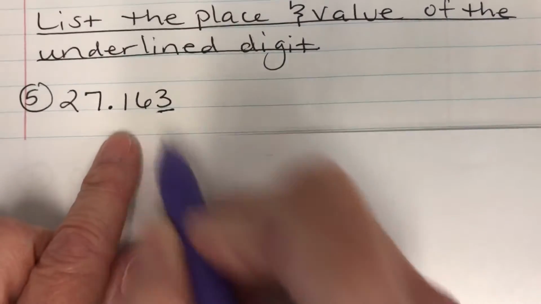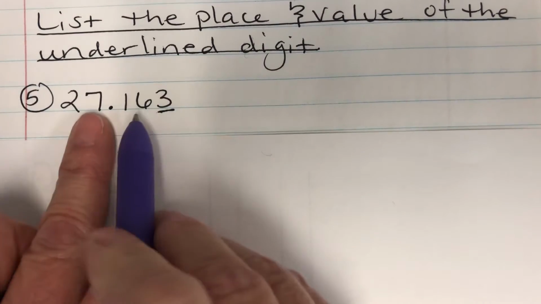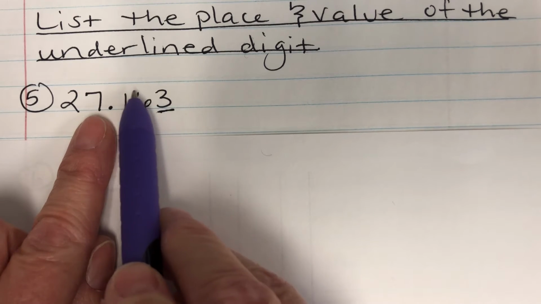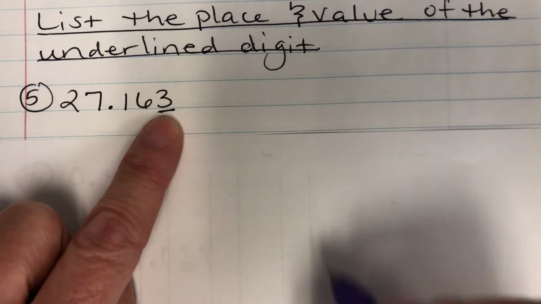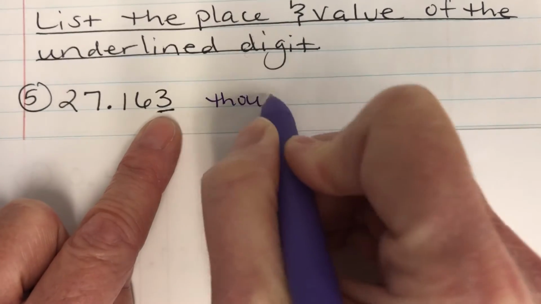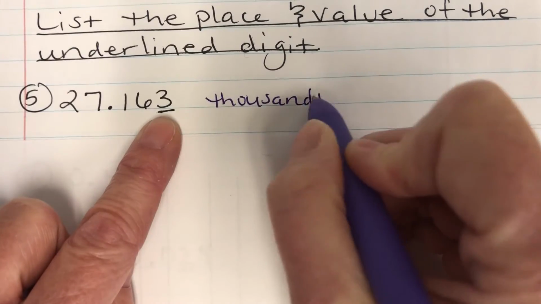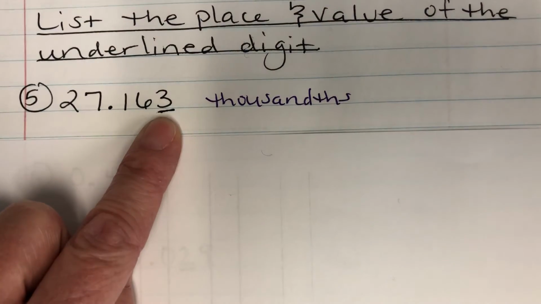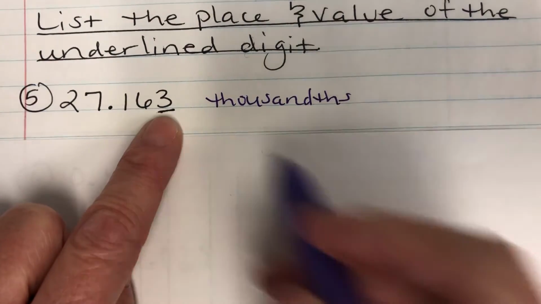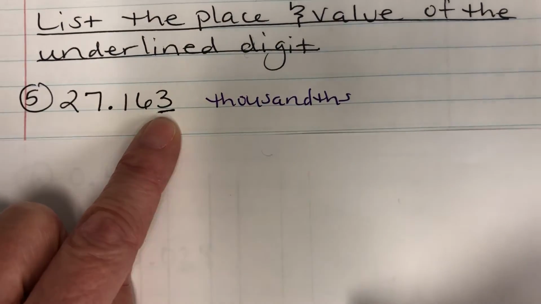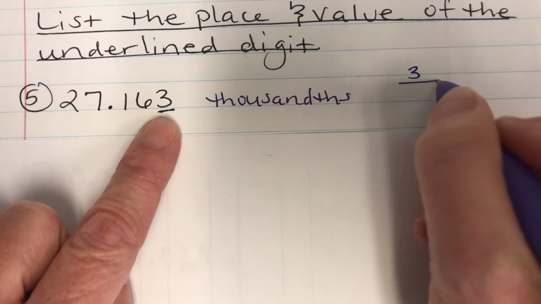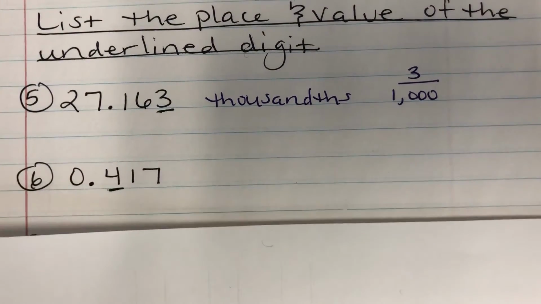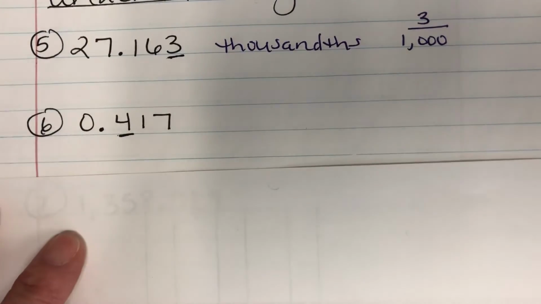Okay, so right here, the place that this 3 is in, I see that it's in the set that's to the right of the decimal point. So this is tenths, hundredths, thousandths. So the first thing you should have written was thousandths. And that's the word thousand with a th. Okay, so it's in the thousandths place. What is it worth then? Well, the digit is 3, right? But it's not worth 3. It's in the thousandths place, so it's worth 3 thousandths. And I would write that as 3 over 1,000. Okay, next one. Tell me what place and how much it is worth.